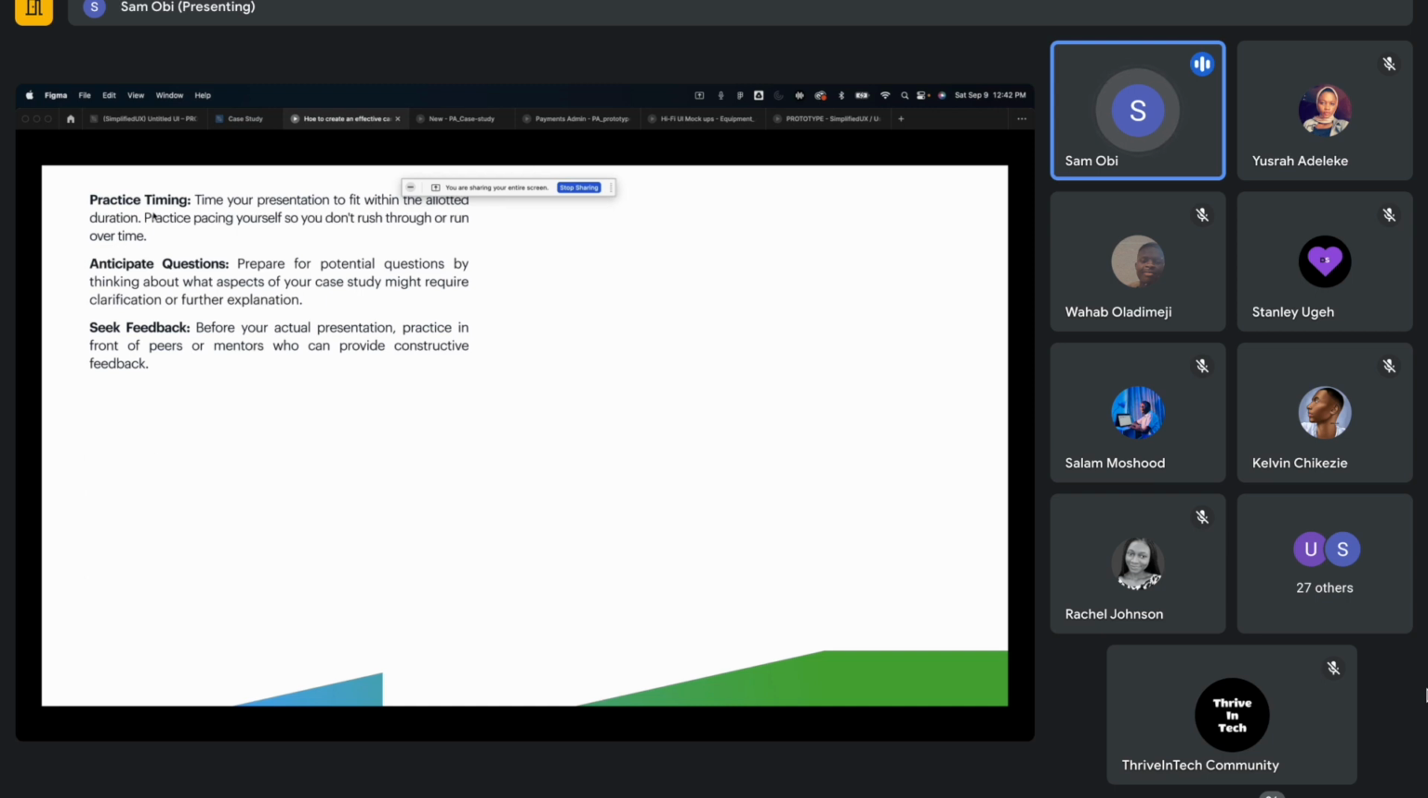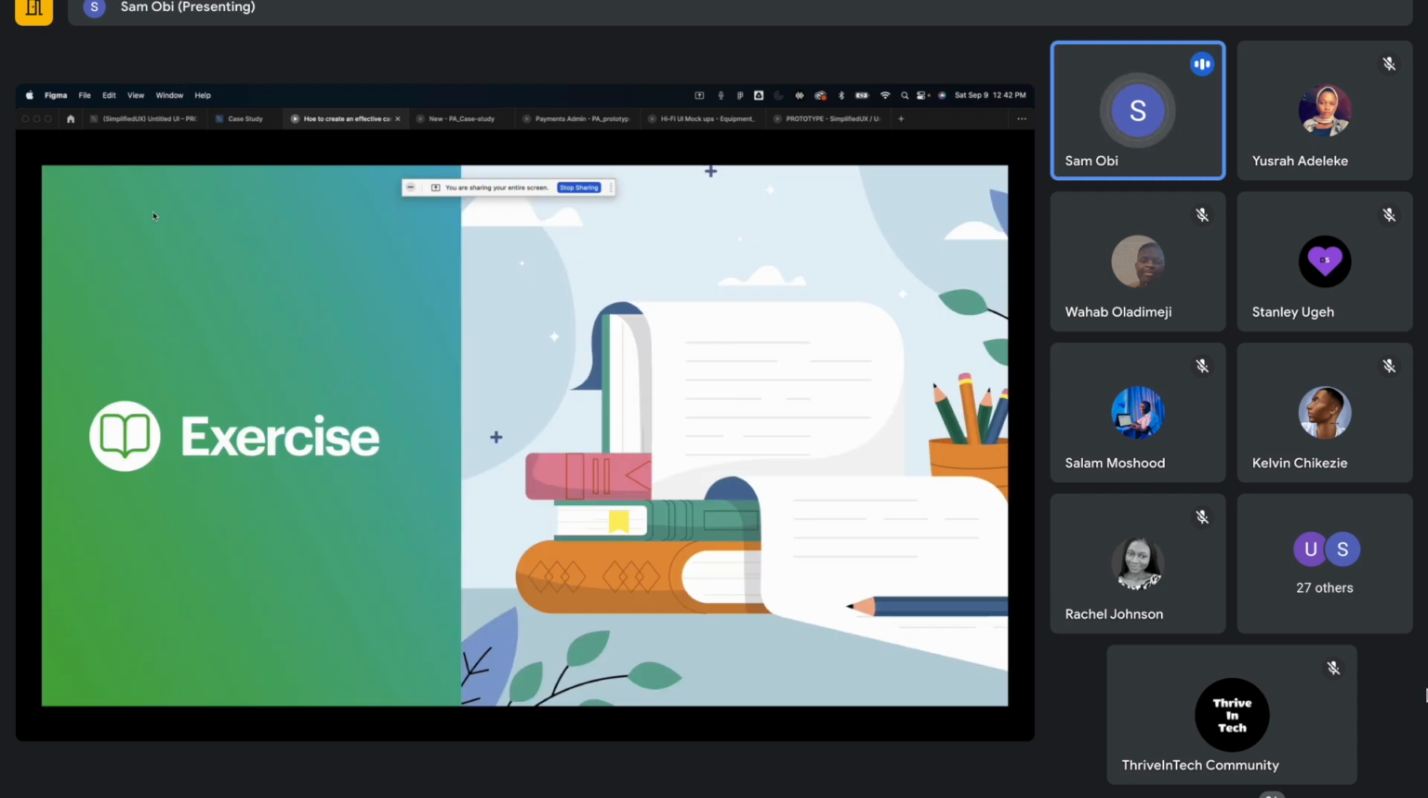And then practice timing and also anticipate questions. And lastly, seek feedback. Now, before we jump into the exercise, I'm going to give you example of case studies.